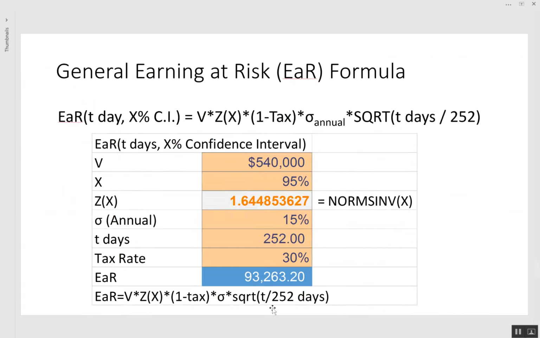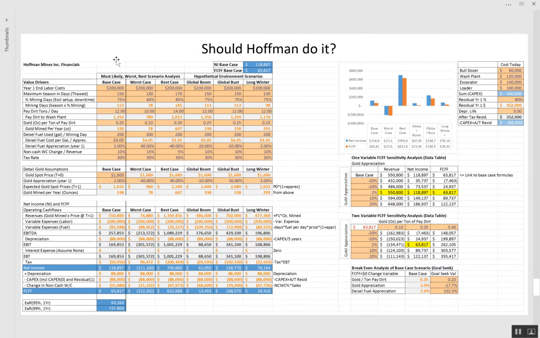So now this allows us to make more statements about the risk of this business. This is the base case. This is my worst case and best case, my range. Here are 3 hypothetical scenarios: a global boom, a global bust, a long winter. This is my 1-factor sensitivity of gold. Here's my 2-factor of the interaction of gold and ounces per ton of pay dirt. Here's my break-even analysis. And then lastly, here's my EAR, 95% confidence interval and 99% confidence interval. So this is what we can use to help Todd Hoffman decide whether he wants to go to Alaska.